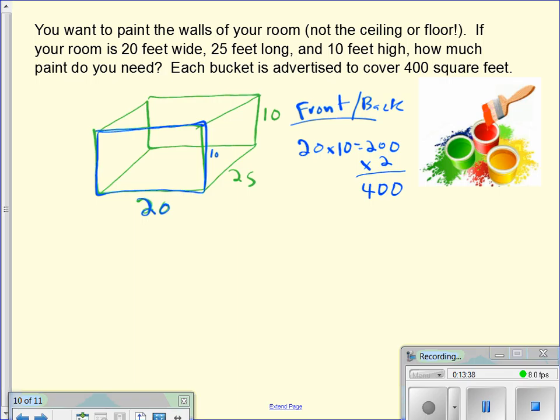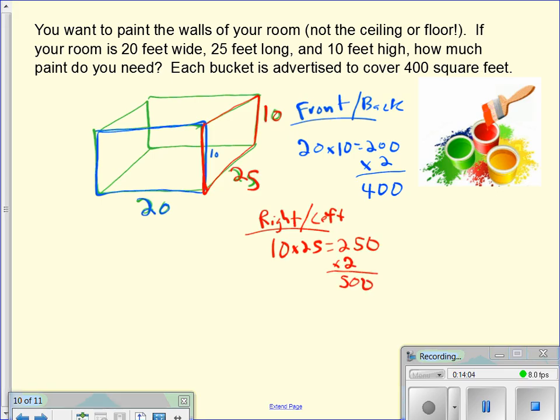Next thing I need to include are the sides, right? So looking at the right, I've got a rectangle that is 10 by 25. So 10 times 25 equals 250. And again, being a genius that I am, I realized that the left is also the same. So times 2, 500.